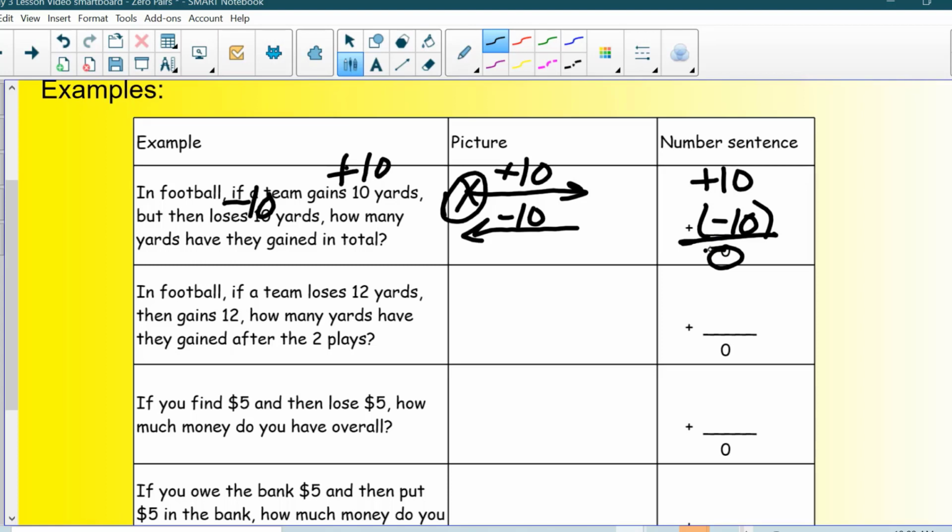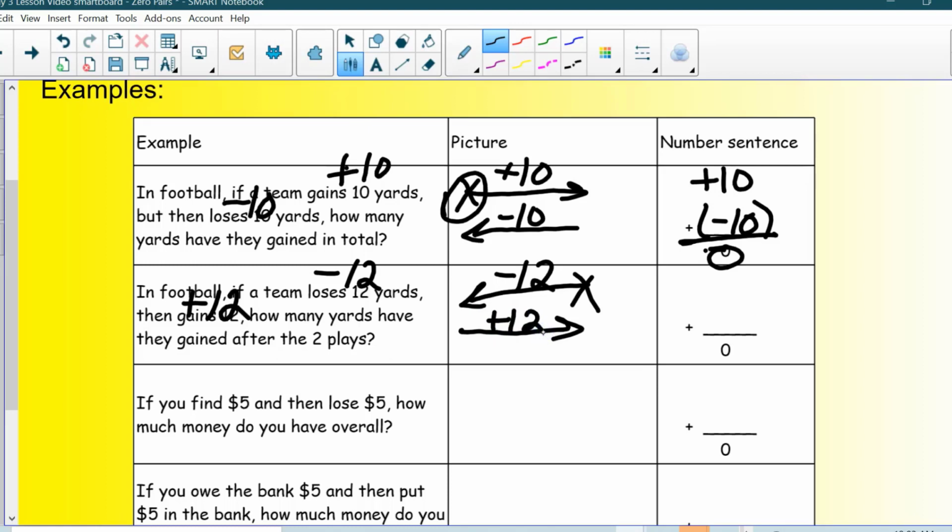Okay, so back to football, but now the team starts out and loses 12 yards. So let's say they're here, right? And then they get pushed back 12 yards. So that, as we said, losing 12 yards would be represented by a negative 12, right? But on the next play, they gain 12. So what integer would we use to represent gaining 12? Plus 12, right? Positive 12. So on the next play, they actually move forward, plus 12, 12 yards.